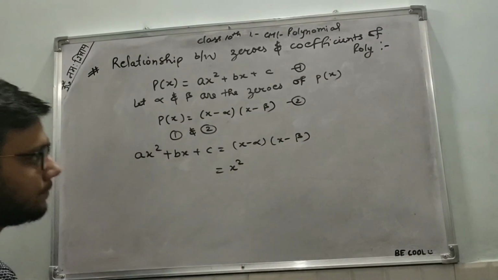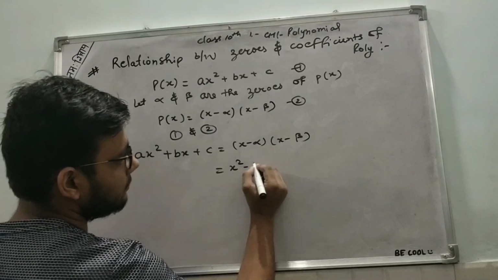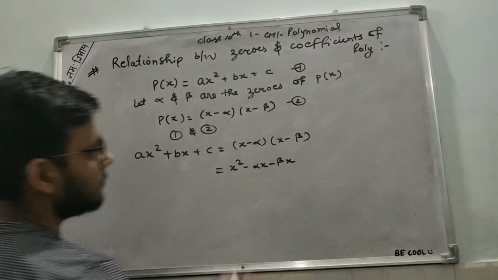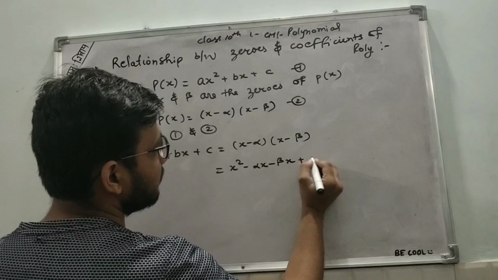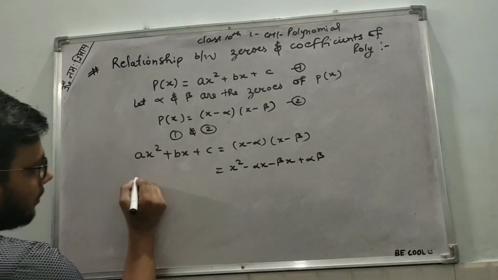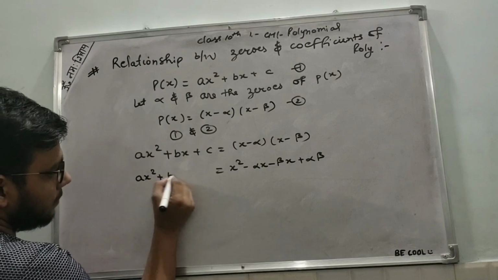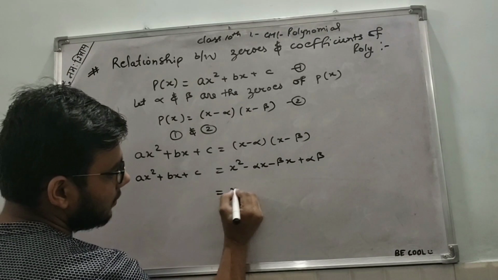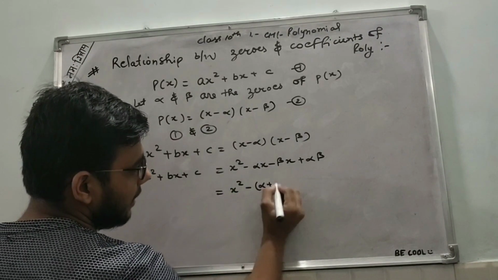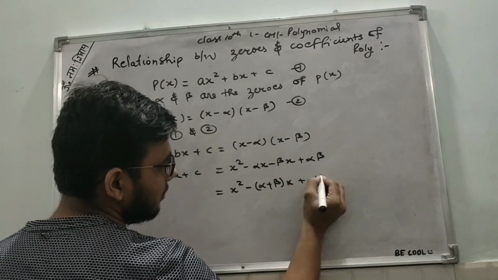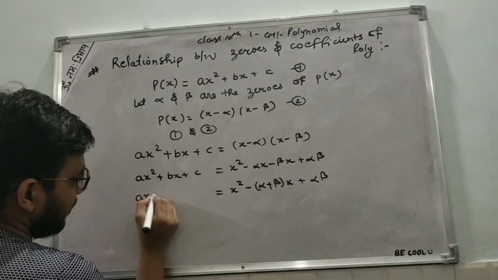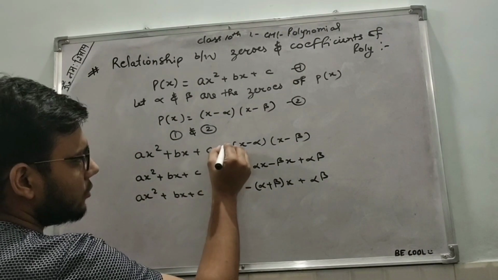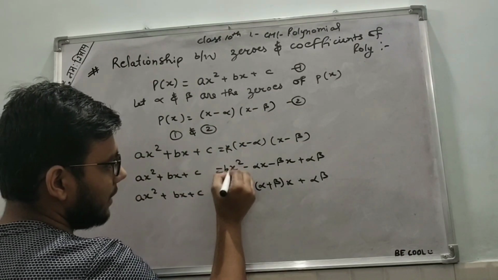Simplify this: x square minus alpha x minus beta x plus alpha beta, which is equal to x square plus bx plus c. Now this is x square minus (alpha plus beta)x plus alpha beta. Here ax square plus bx plus c. Now we have some constant here also, k, so we can multiply by k.